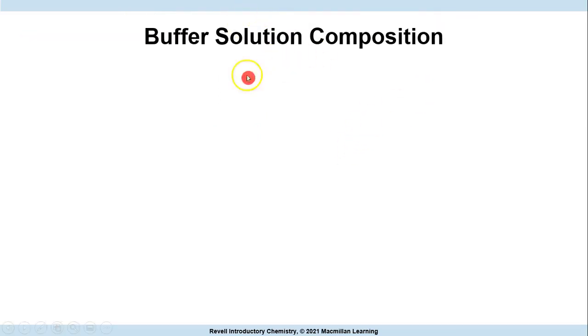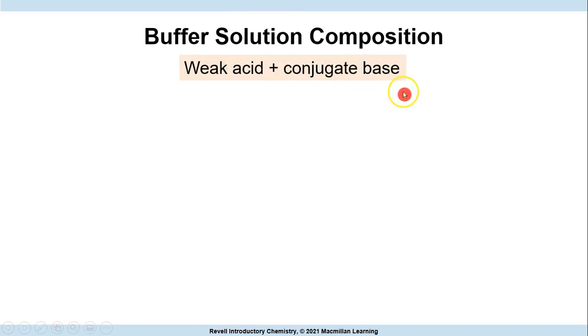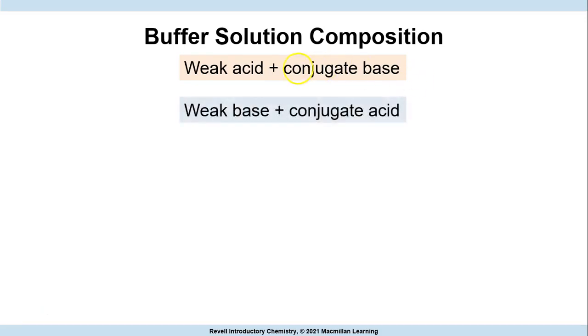Now, how are buffer solutions made? A buffer solution is composed of a weak acid and its conjugate base. That is for an acid buffer, because we have acid buffers and basic buffers. So an acid buffer contains a weak acid and a salt of its conjugate base. Weak bases will also be combined with their conjugate acids to form the buffer. This is the basic buffer. So we have acid buffers and basic buffers.